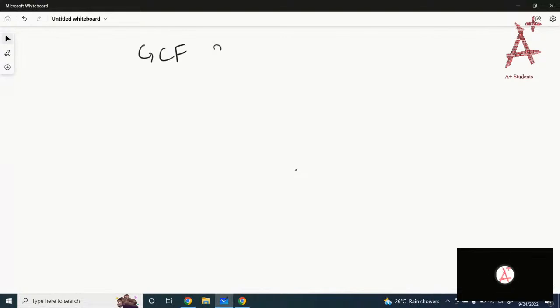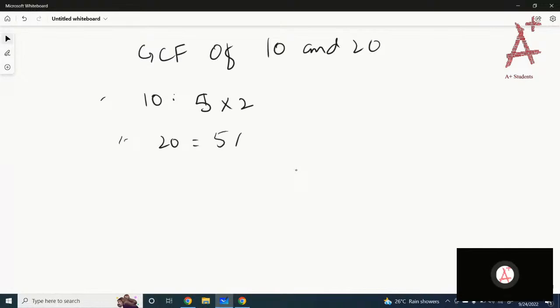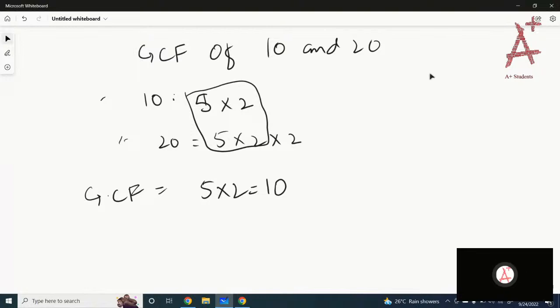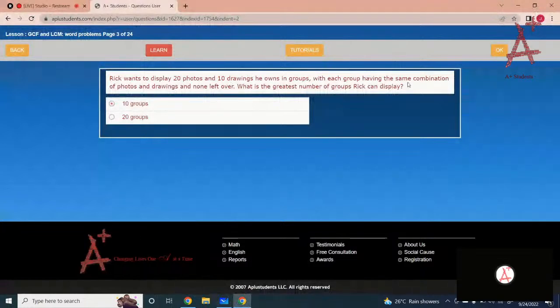So GCF of 10 and 20. Okay, write the prime factors for 10. They are 5 times 2, and write the prime factors for 20. They are 5 times 2 times 2. Got it? So for GCF, we just look for the common factors. So the common factors are 5 times 2. So 5 times 2 makes 10. That means the greatest number is 10. Got it? So here you have 10 groups.